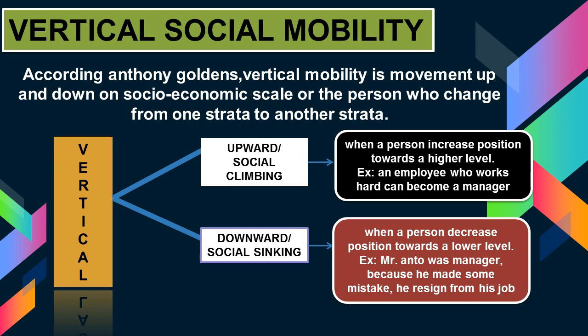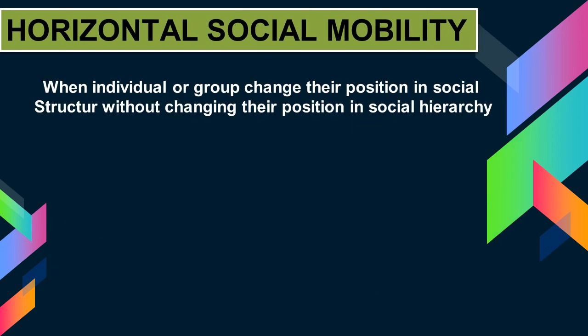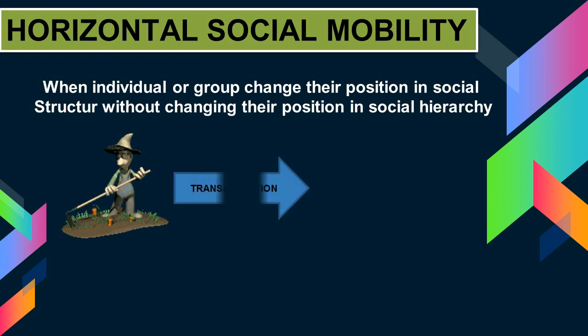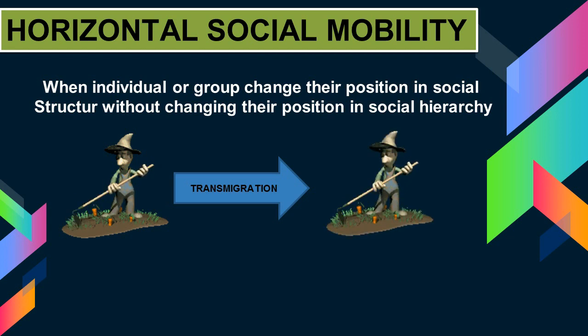Second, social sinking. This is when a person decreases position towards a lower level. Mr. Endo was a manager, but because he made some mistakes, he resigned from his job. Horizontal social mobility. This is when an individual or group changes their position in the social structure without changing their position in the social hierarchy. For example, a farmer migrates from Java to Kalimantan. In his new province, he becomes a farmer too.